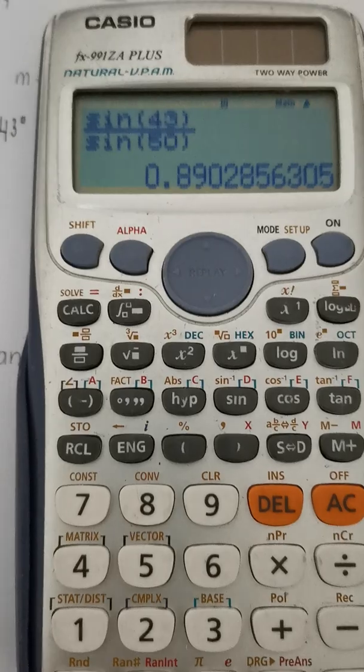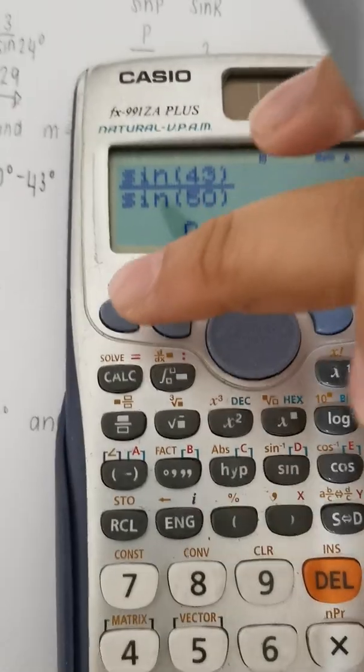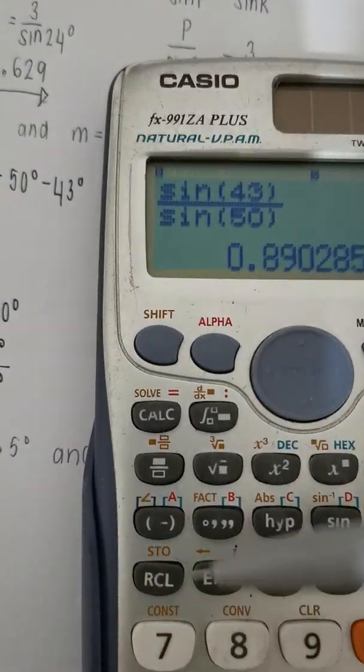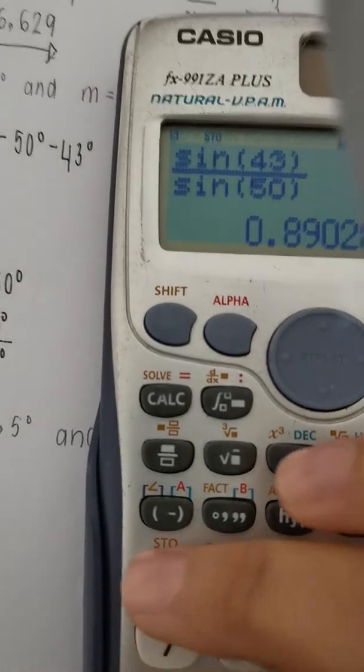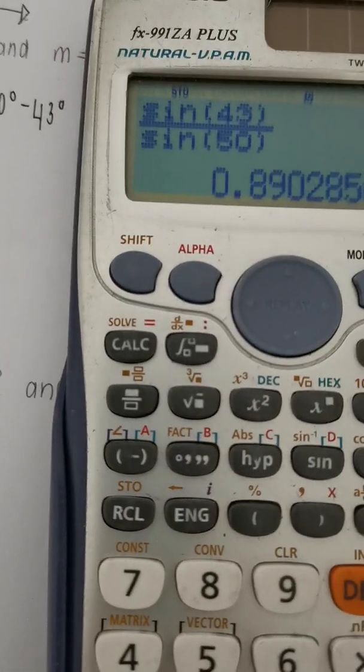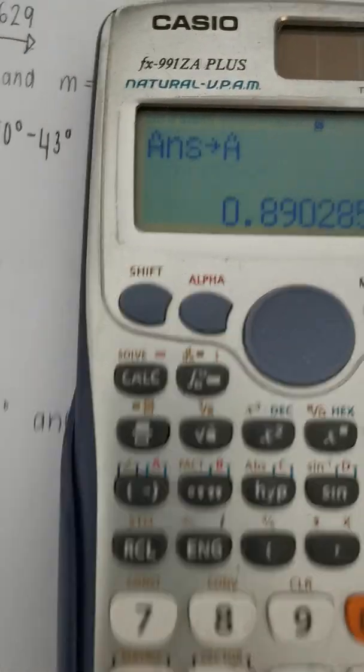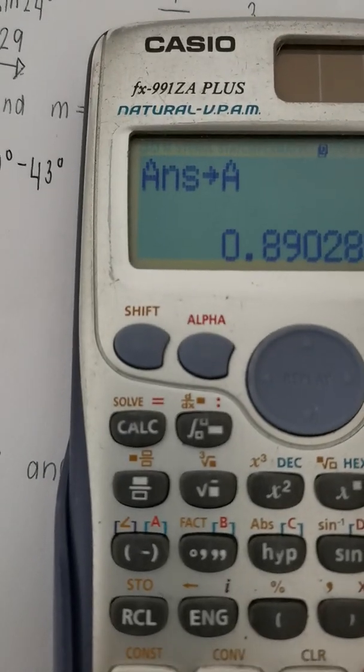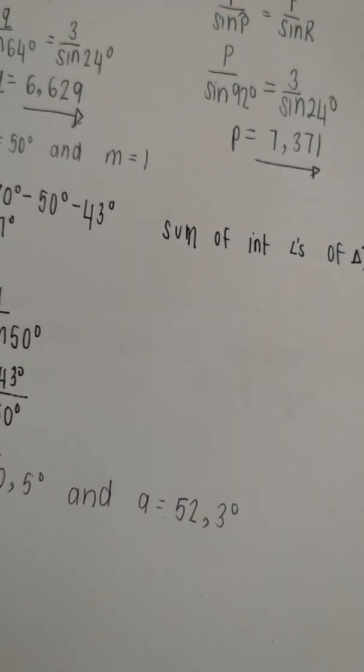I cannot remember if I showed you guys how to store it in the previous video. I'm just going to remind you, in case I didn't, how to store it in your calculator. If needed, you press shift, you press this button that has the store, and then you store it to whichever alphabet you want to. I'm going to store it to A, and there we go, it's stored to A.